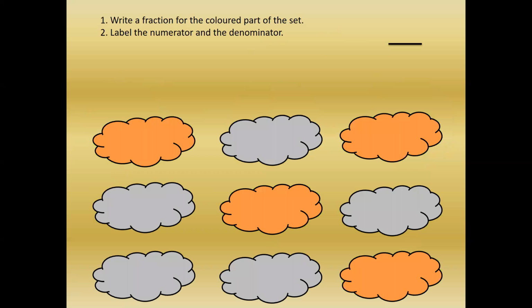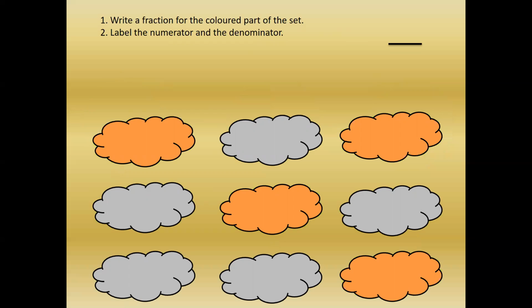Now we're going to do it a little bit differently. There's 2 different steps to this problem. First you have to write the fraction for the colored part of the set, so for the orange clouds, and then you have to label which is the numerator and which is the denominator. You'll have to do questions like this in your work in your textbook. How many of these clouds are orange? Count them.